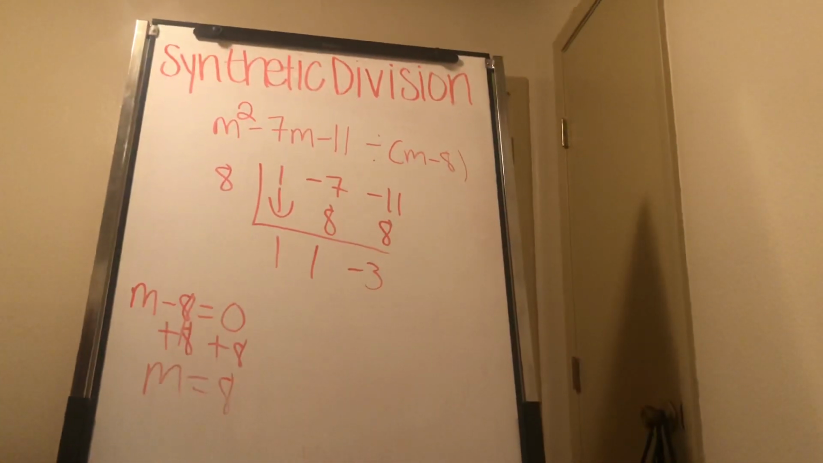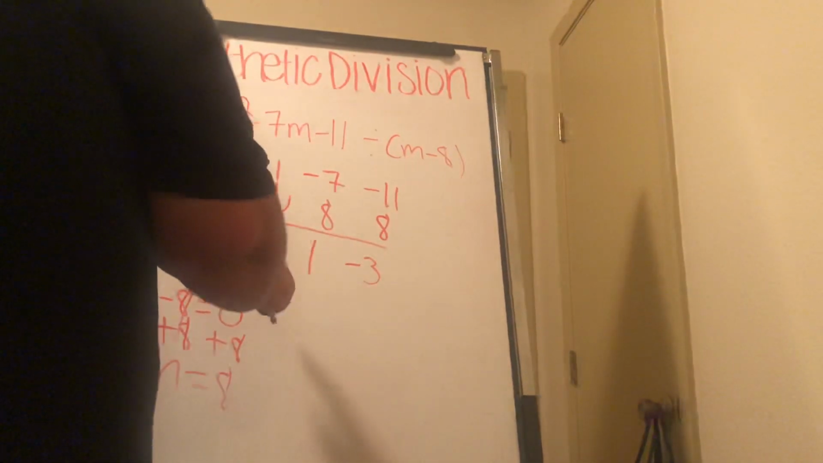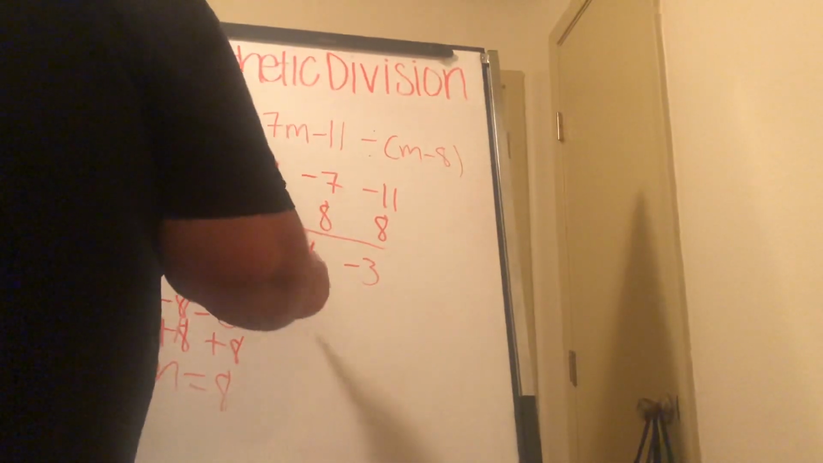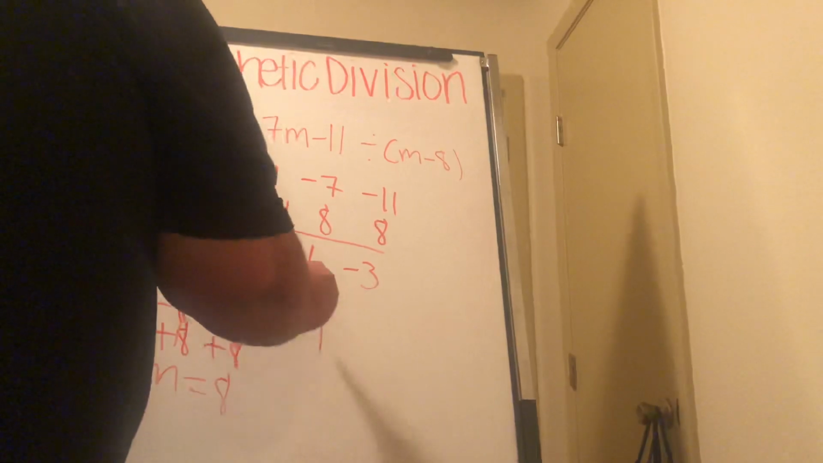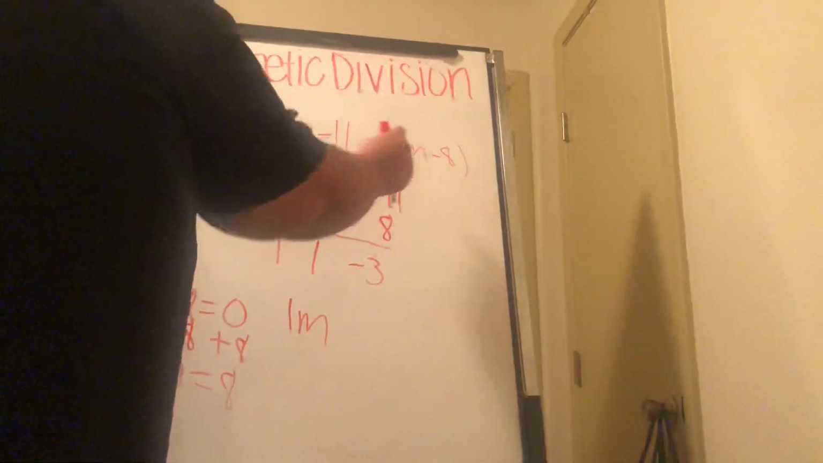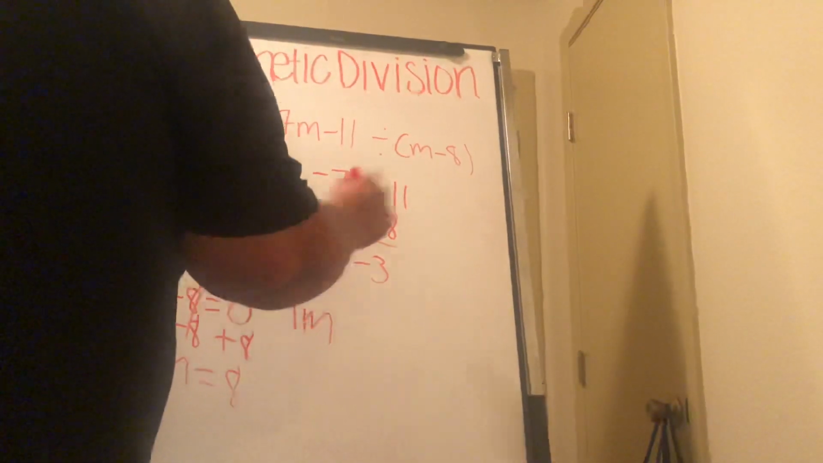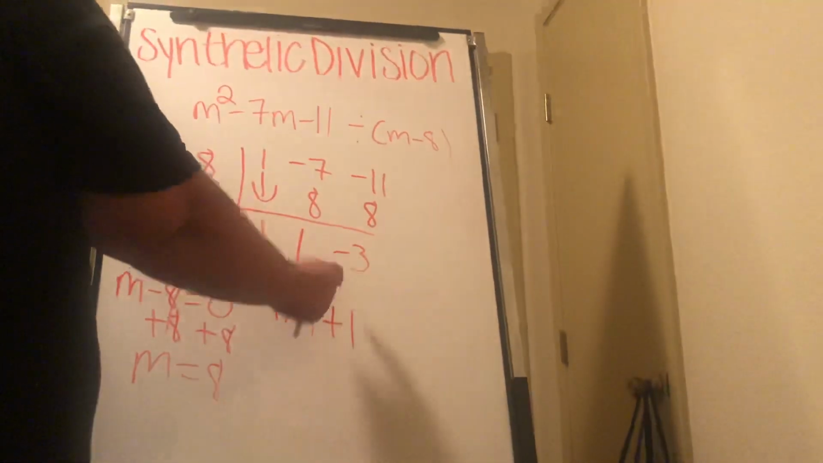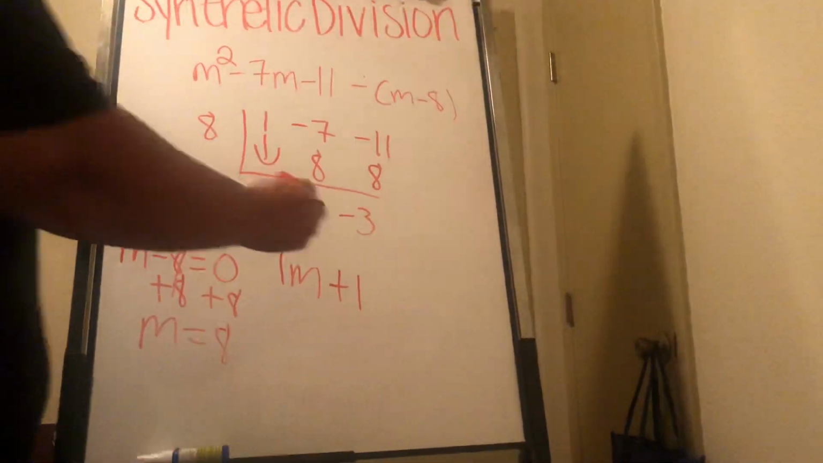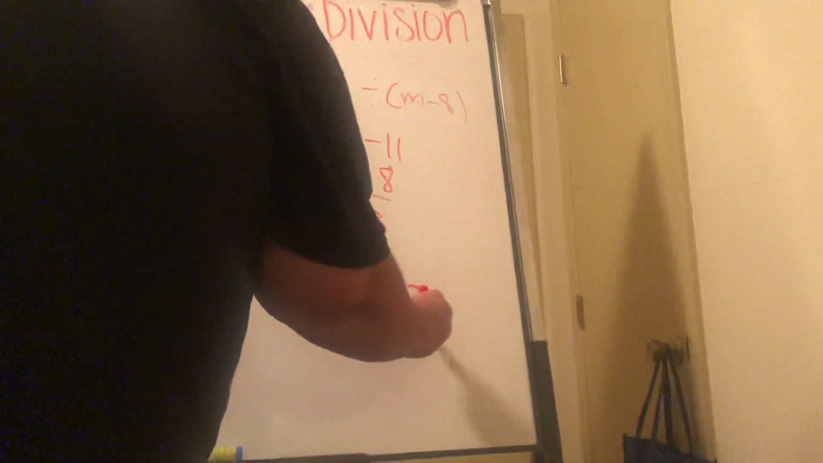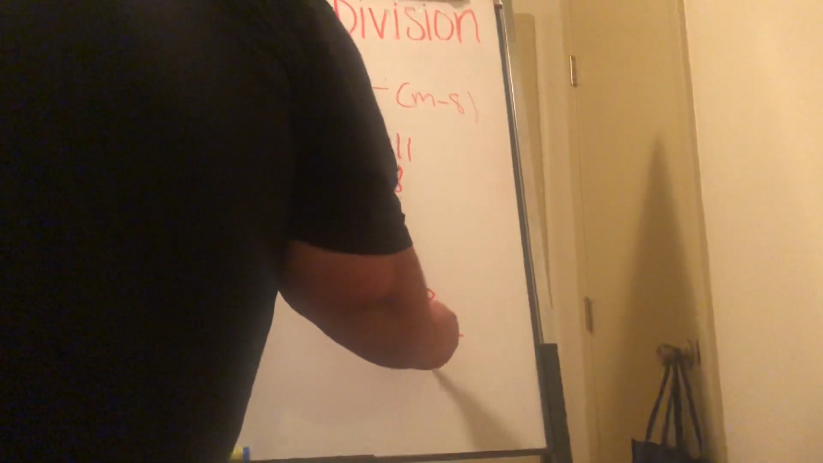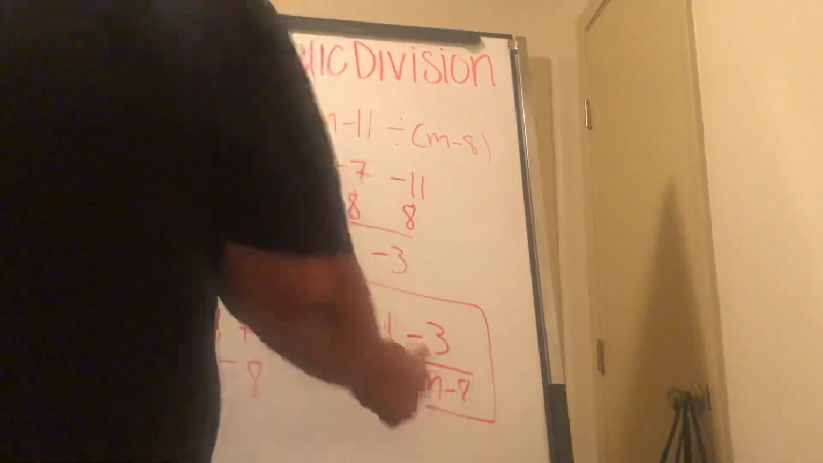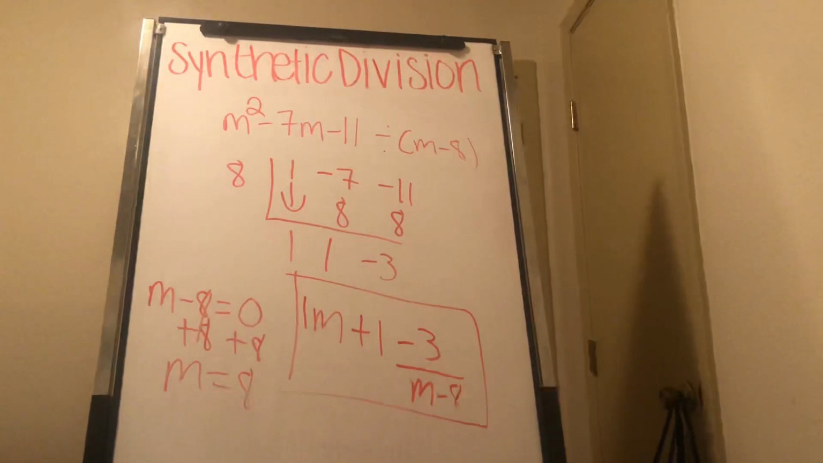So let's write out how our answer is going to be. And here we go. m squared, squared minus 1, well, that's just 1. So there's going to be 1m. m minus m, 0. So they cancel. So there's going to be plus 1. And then you have the -3. Since that is the remainder, I'm going to put -3, and all that is being divided by m minus 8. And that, ladies and gentlemen, is your answer.